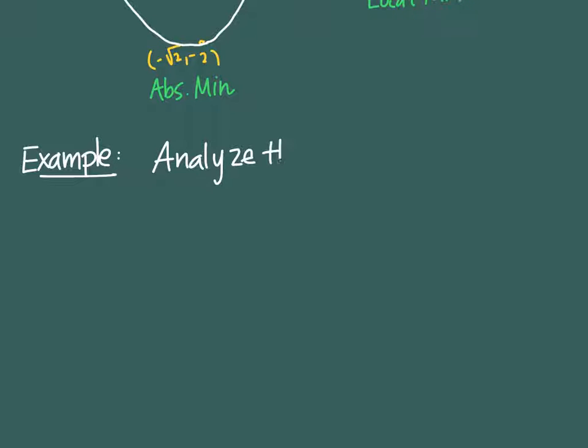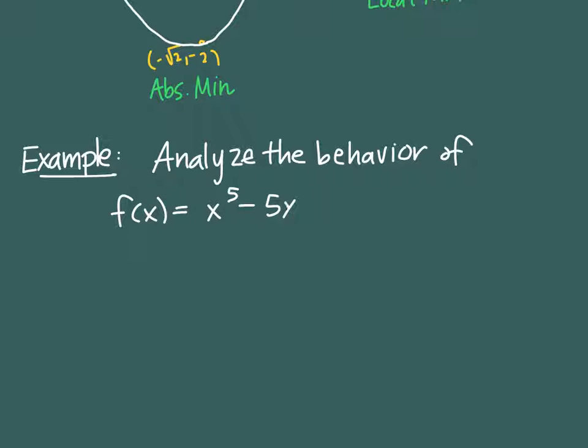All right, so analyze the behavior. We'll do this one from start to finish. We're not going to cheat and take like number 37 like we did. Analyze the behavior of the following function. All right, our f of x is going to be x to the 5th minus 5x to the 4th plus 5x cubed plus 20.